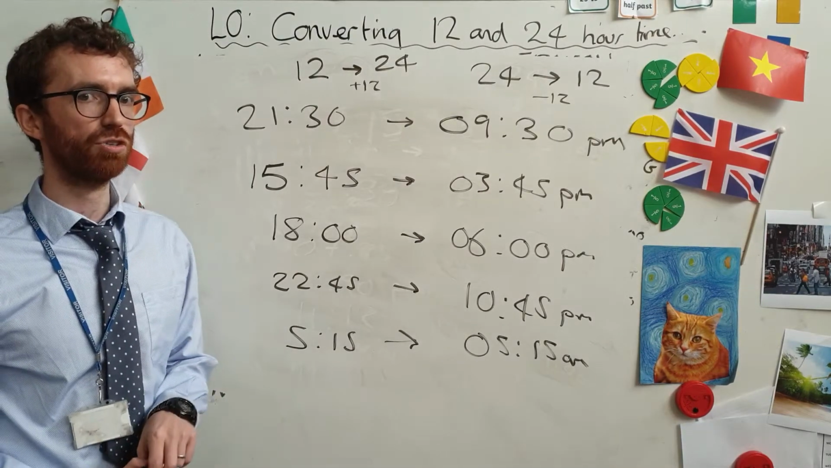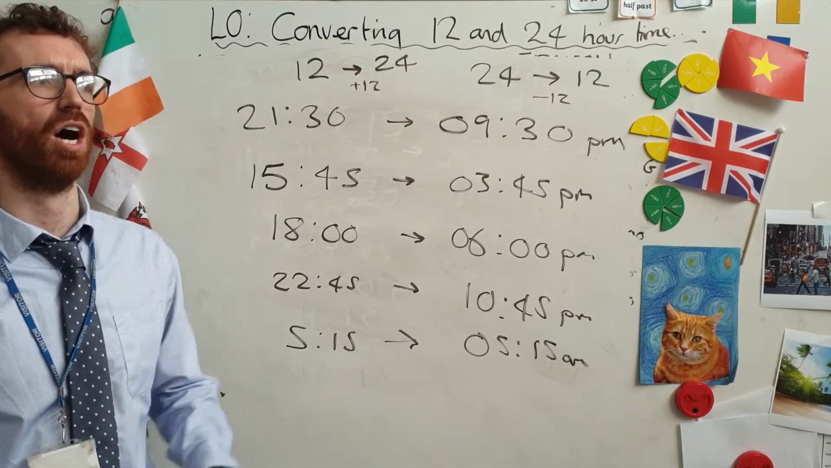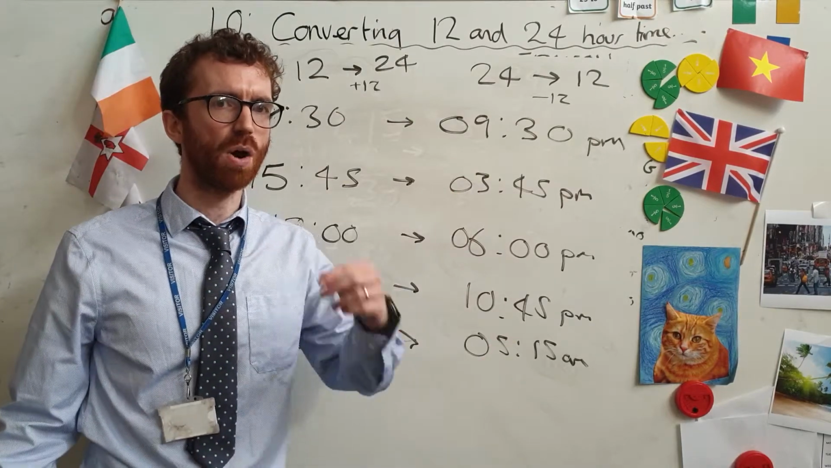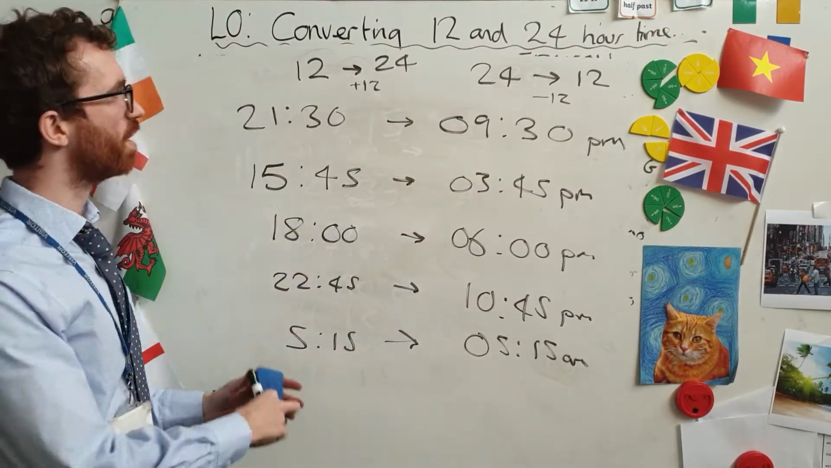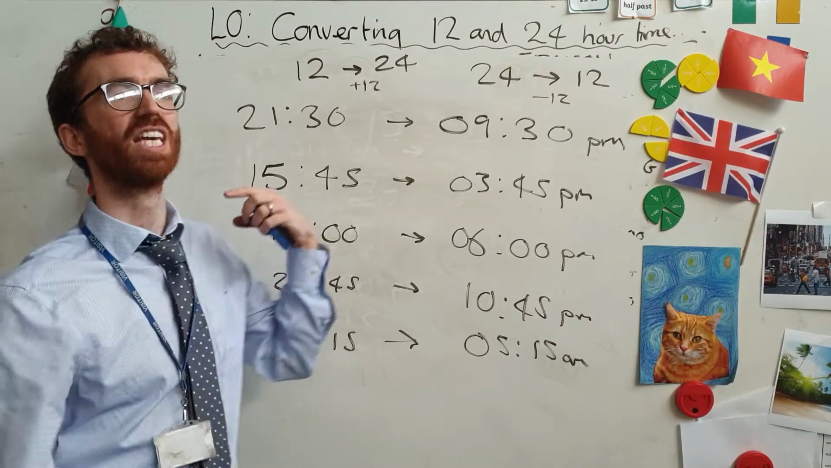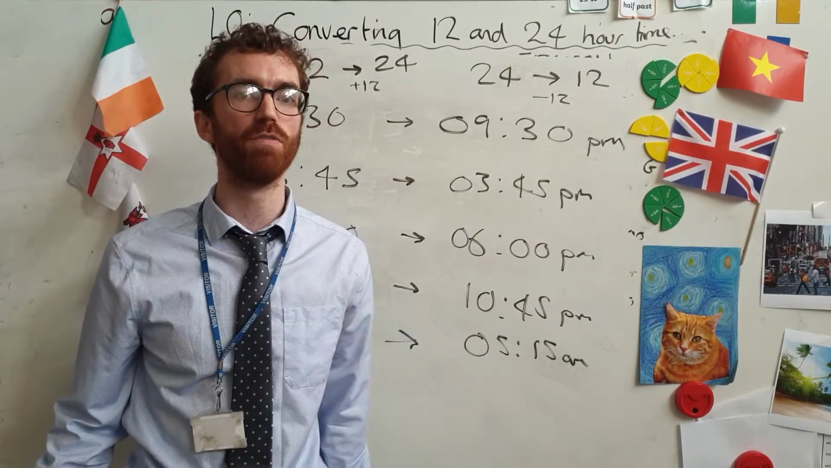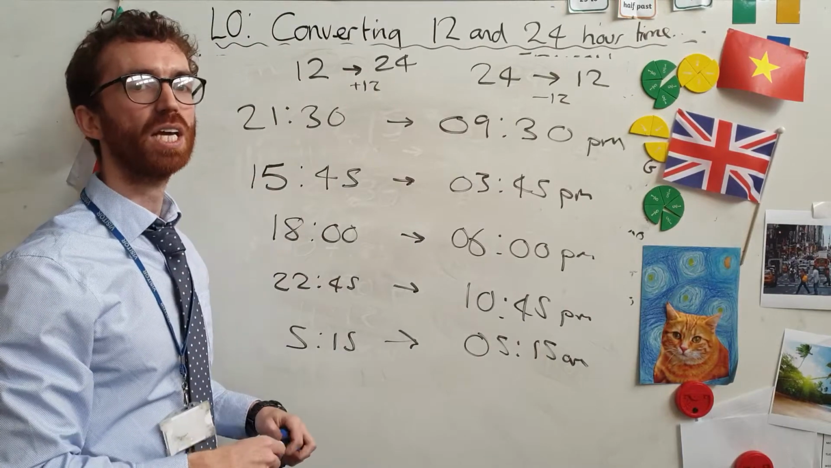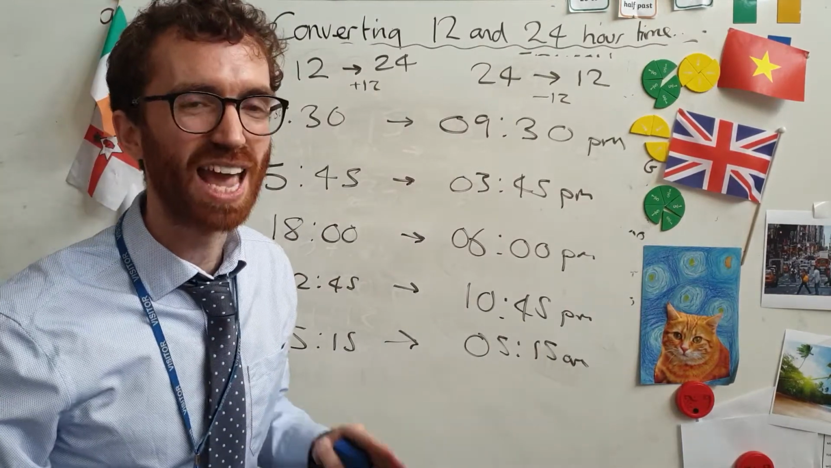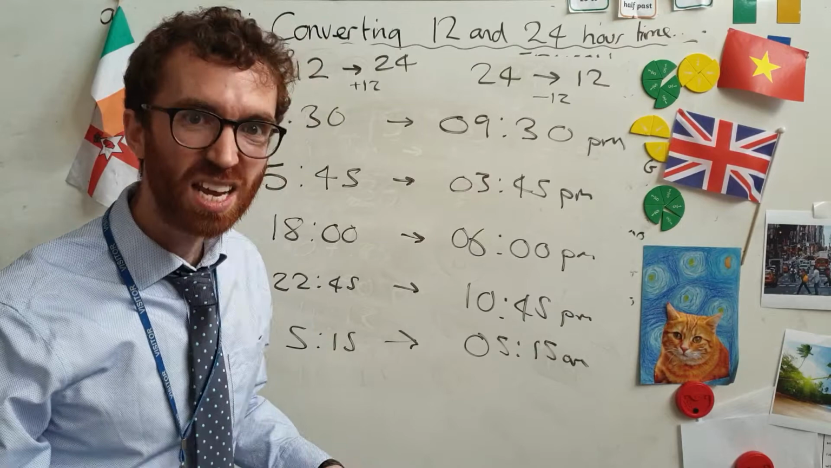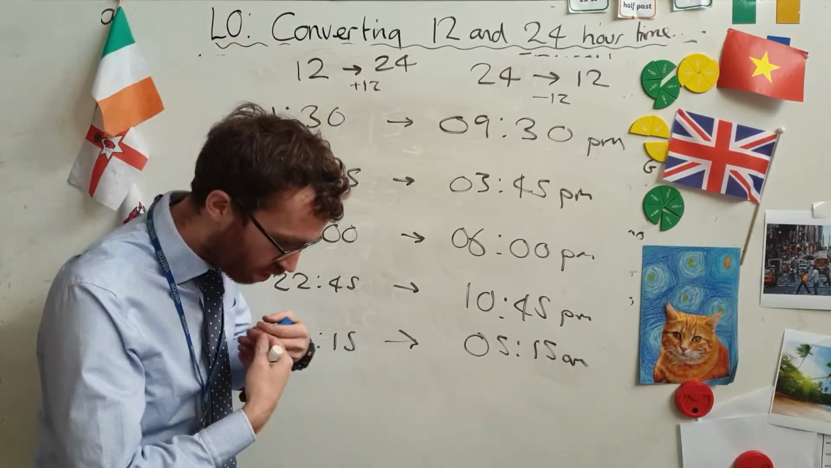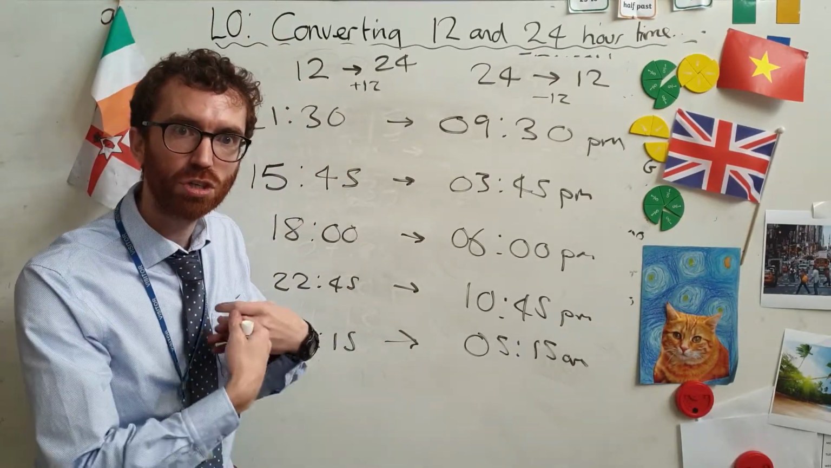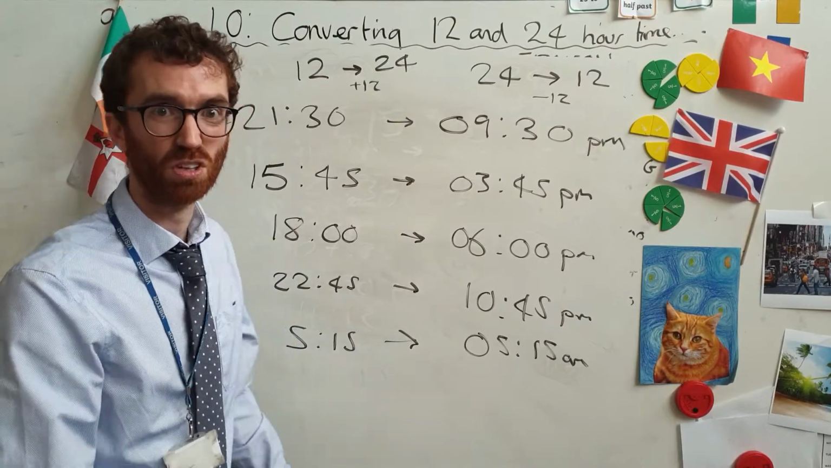Alright, this is what I'm going to do just for the very end. If you found any of that hard, rewind back to the point in the video where I spoke about what to do. Remember, if I'm going from a 12-hour time and converting it into a 24-hour time, I'm adding 12. If I'm going from a 24-hour time and converting it into a 12-hour time, I'm taking away 12. I'm only really doing that for the afternoon times. The morning is the same on both.